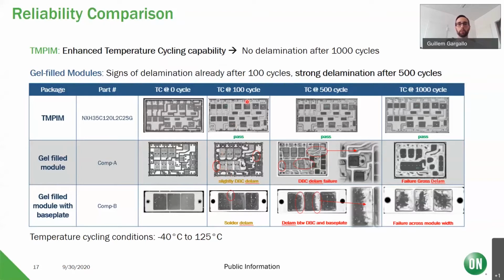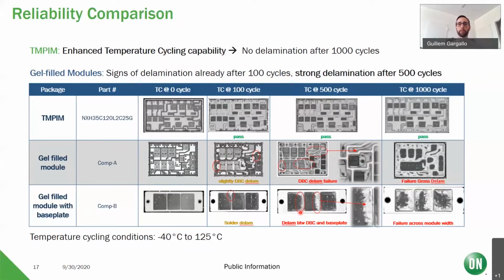If we continue with these cycles, after 500 we can see in the transfer molded PIM there is still no sign of delamination. On the other hand, already in the gel film module, we start seeing stronger signs of delamination in some of the layers of the DBC, as well as in the solder between the die and the DBC. And in the base plate modules, we can see the delamination is already pretty considerable, especially at the edges of the different DBCs in the joint between those DBCs and the base plate.